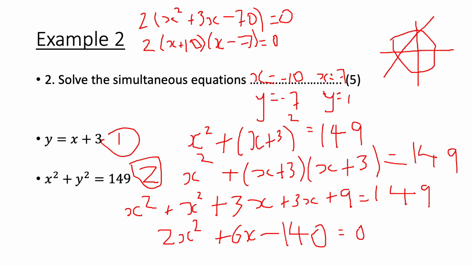Right, guys, so subbing this in, when x is minus 10, y is minus 7. When x is 7, y is 10. So the solutions are (minus 10, minus 7) and (7, 10). So those are the points where the line intersects the circle, if that makes sense.